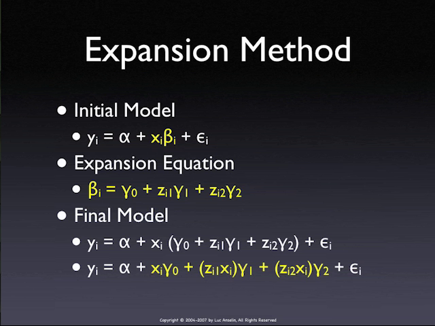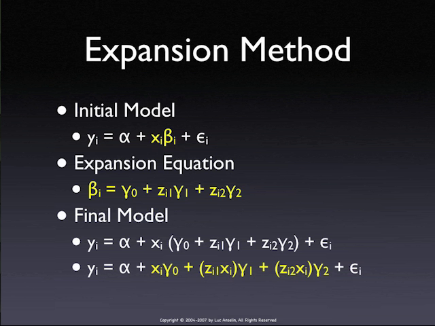So if you work this out, and this is a very simple example, what we see here is the original constant term. Then we see that the xi beta i has been replaced by an xi gamma 0, which is a straight effect, and then we have the variability, with the cross product, or the interaction, between z1 and xi and gamma 1, and then z2 and xi and gamma 2. So this then becomes the final model that is estimated. You get estimates of gamma 0, gamma 1, and gamma 2.